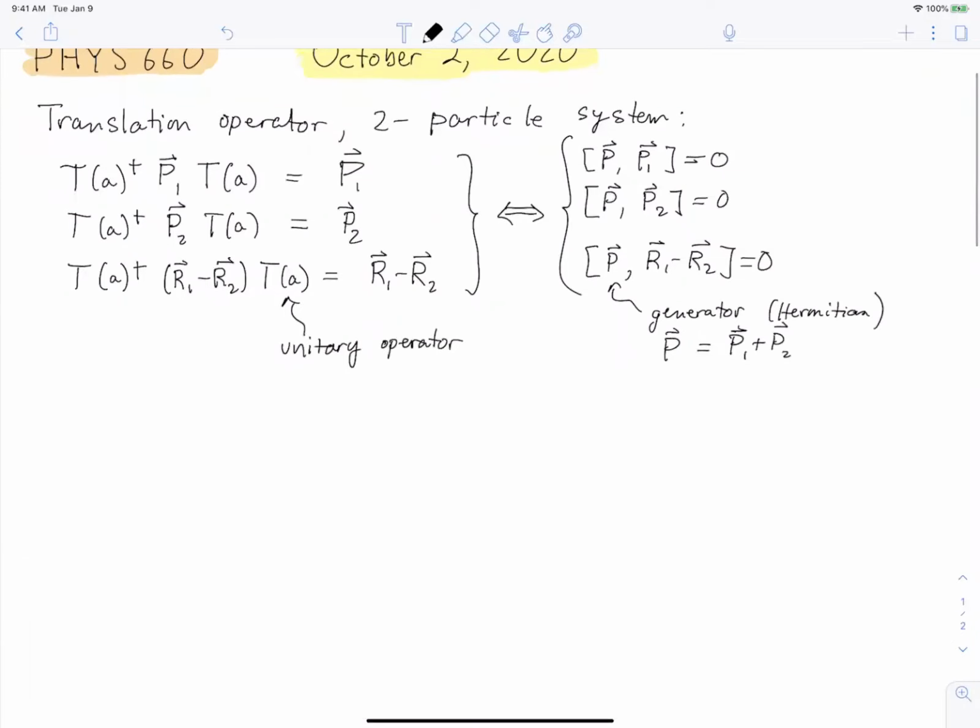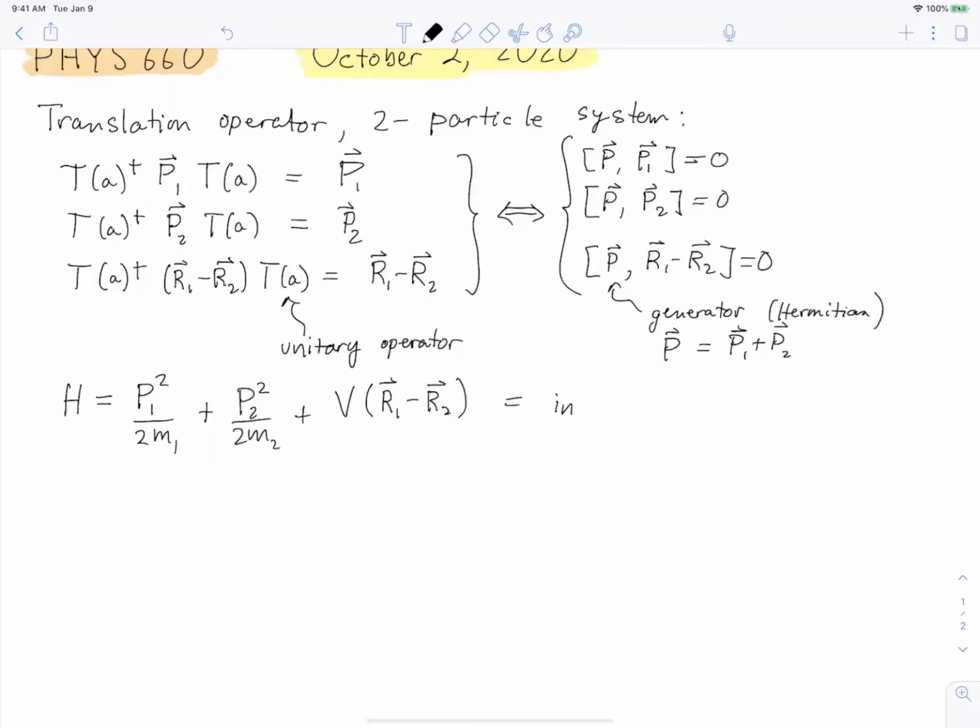So one thing we can do with this set of information is we can construct a Hamiltonian that is invariant under translations. And so let me write that down. We can construct a Hamiltonian as P1 squared over twice the mass of particle 1 plus P2 squared over twice the mass of particle 2 plus a potential, but not just any potential. The potential is going to be a function of the difference in the two coordinates of the particles, those two operators. And this is invariant under translations.